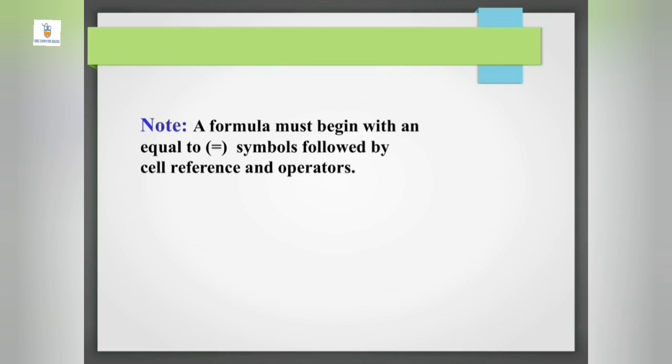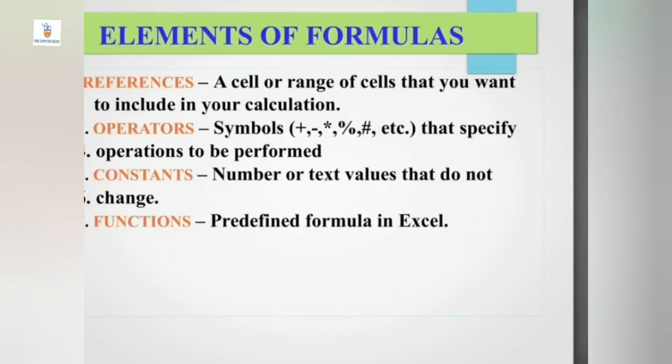Now remember, a formula always begins with an equal to symbol. So a formula always begins with an equal to symbol followed by cell reference and operators. Elements of formulas. A formula in Excel can contain any of the following elements: references, operators, constants and functions.